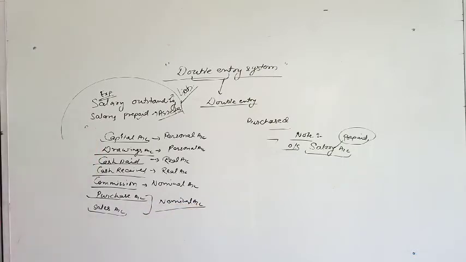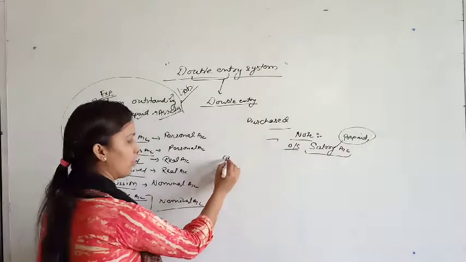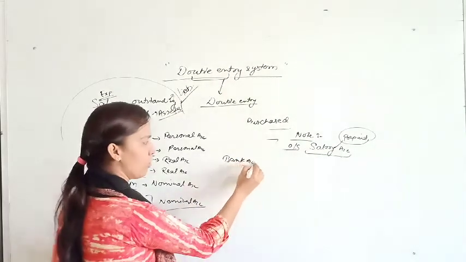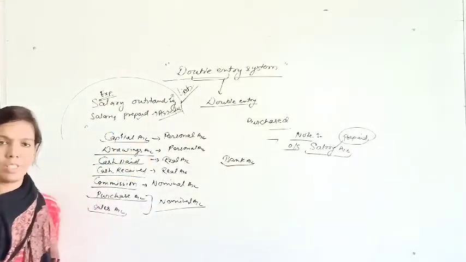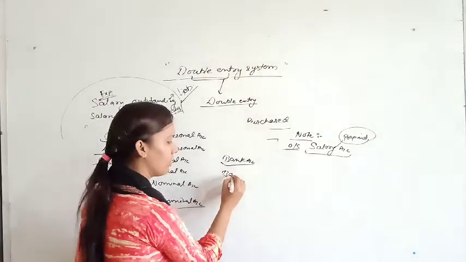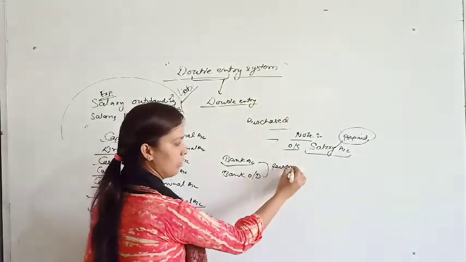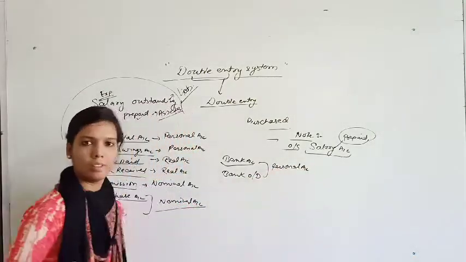Clear? Bank account, bank overdraft account. I told you bank account. Bank is also personal account because it is present in a banking company. So it is personal account. Bank overdraft is also termed as personal account. Clear?